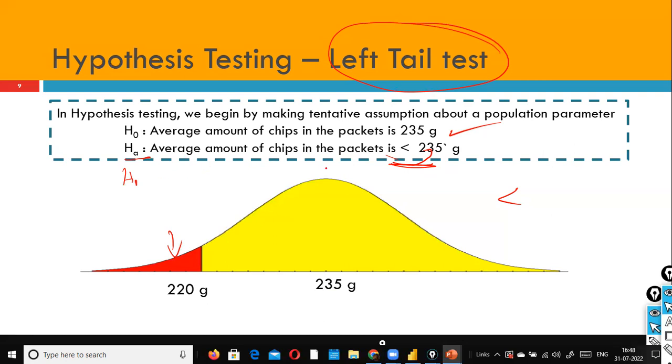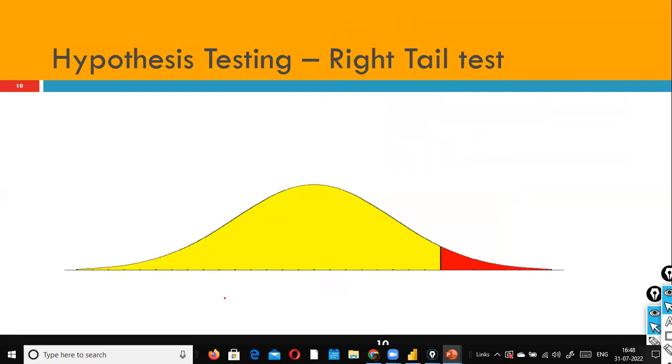So the average amount of chips. You want to test this one. I want to check if this is less than 235 or not. Again, we are going to define a cutoff here. Since it is less than, it is a left tail test, and if it is more than that, it is called your right tail test. 235 gram is the average, and let's say you have something like 250 gram. Up to 15 gram per packet, I can have the excess quantity of chips packaged in it. I'm fine with that. But anything above 250 gram falls in the rejection region area.